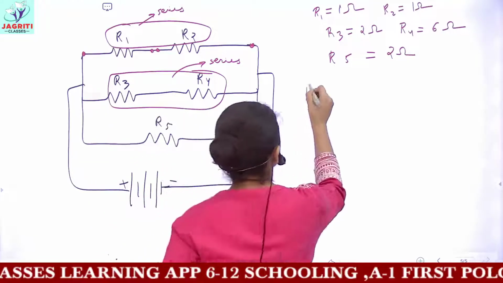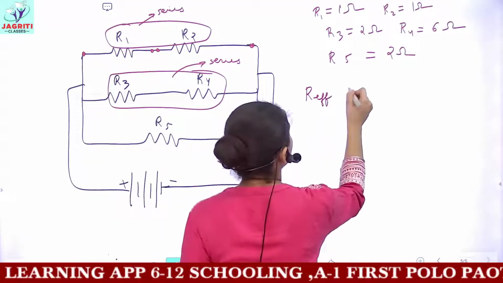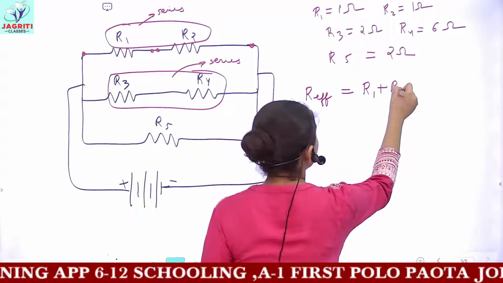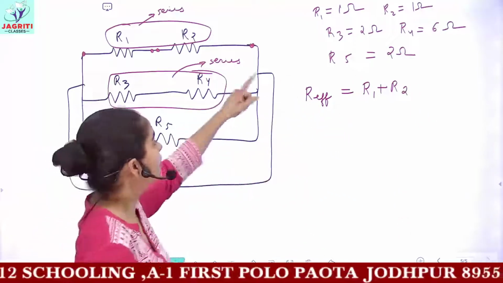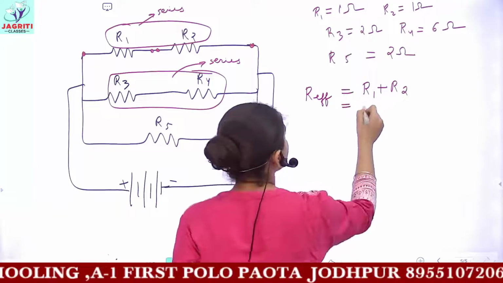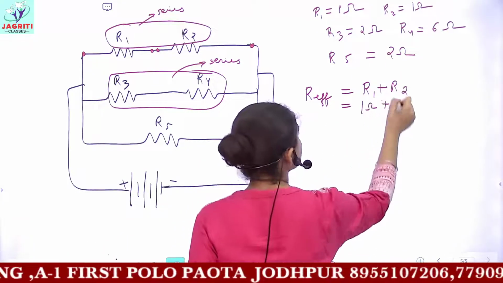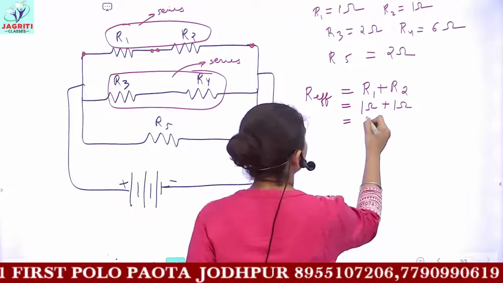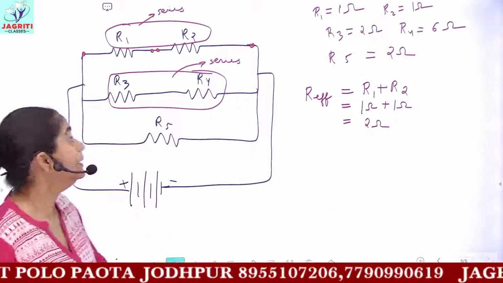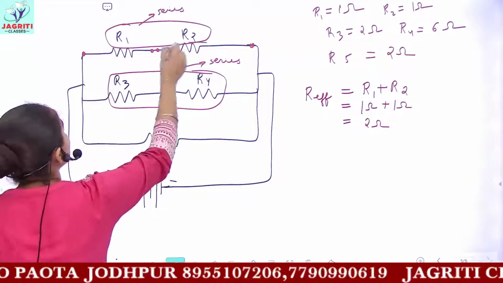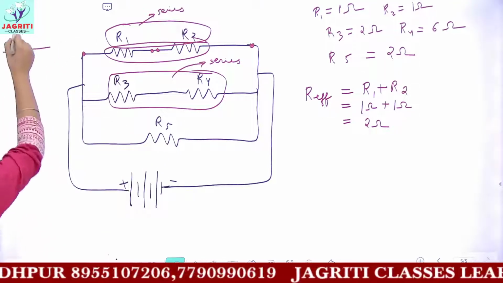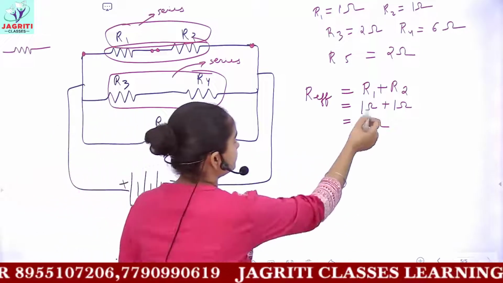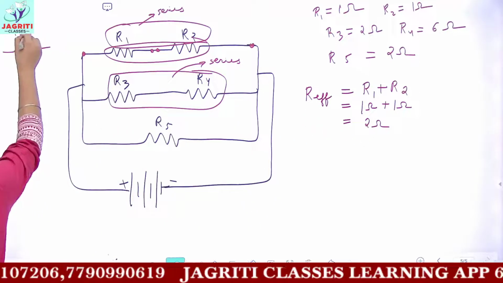That means R effective for R1 and R2 would be R1 plus R2, that is, we'll use the formula for series combination. Now putting the values, R1 is 1 and R2 is also 1 ohm, which gives me a total resistance of 2 ohm. It means I can replace both these resistances and put a single resistance, and let's suppose this resistance would be of 2 ohms.